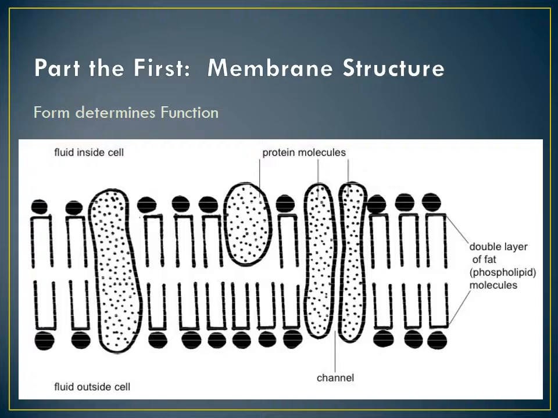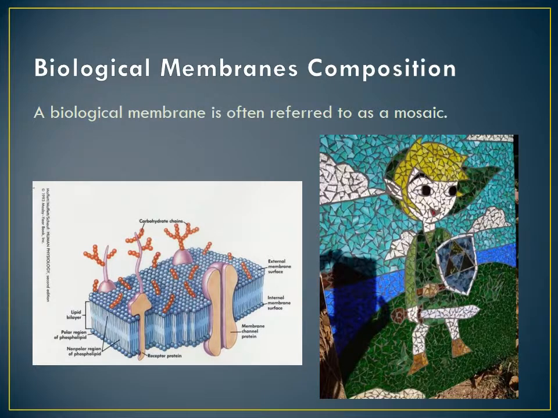Now we're going to talk about the structure of the membrane. Form determines function. Ultimately, the form of the membrane determines the function of the membrane. The plasma membrane is known as a fluid mosaic. Have you guys ever heard the term mosaic before? What's a mosaic?